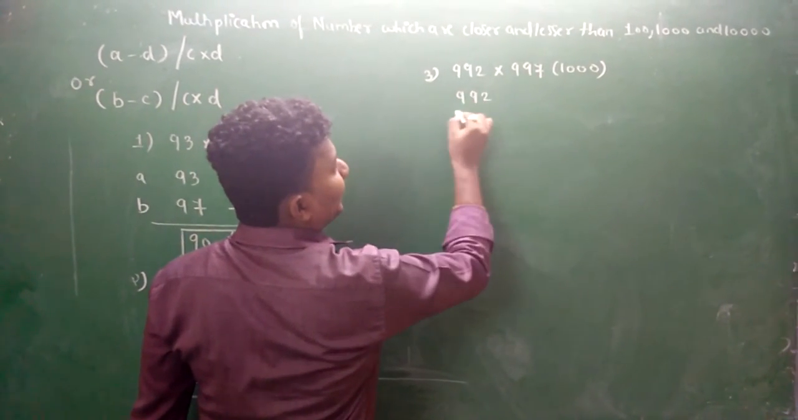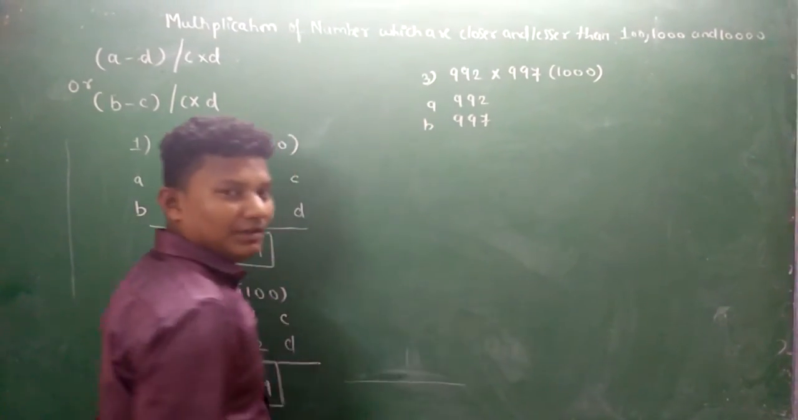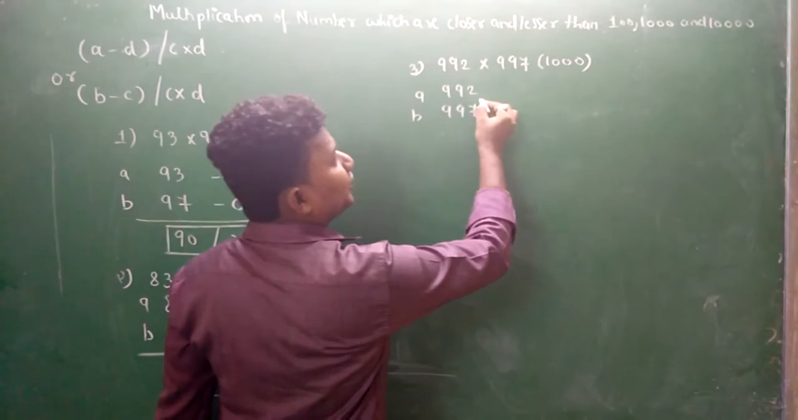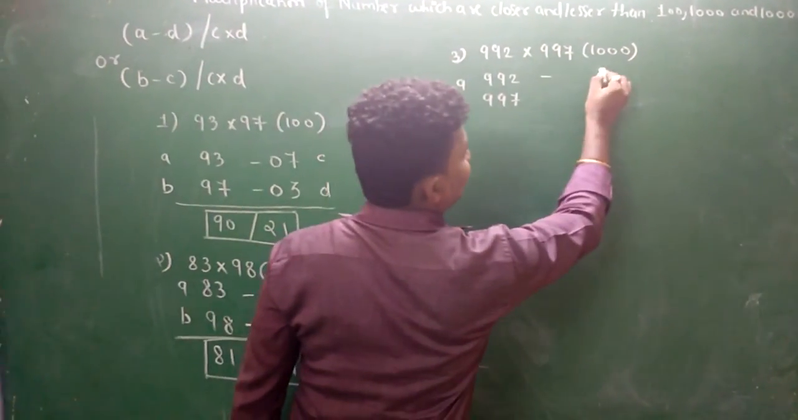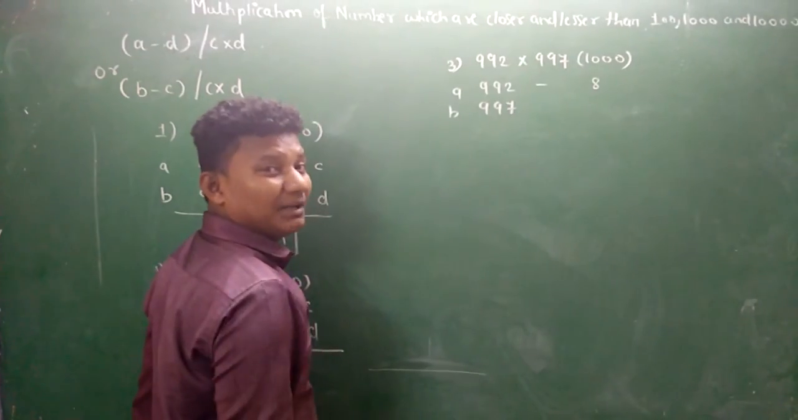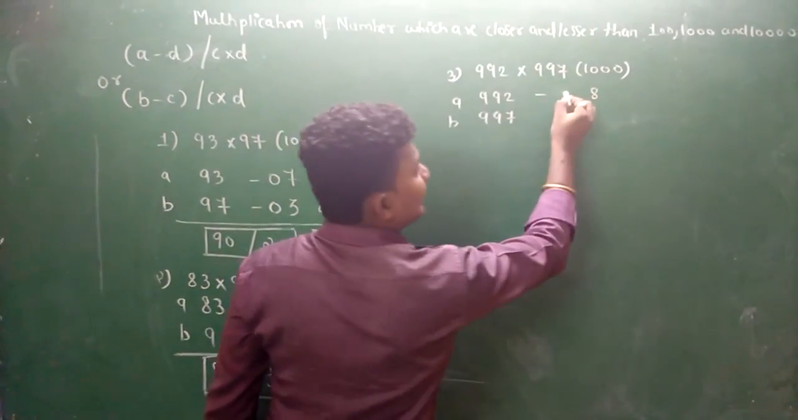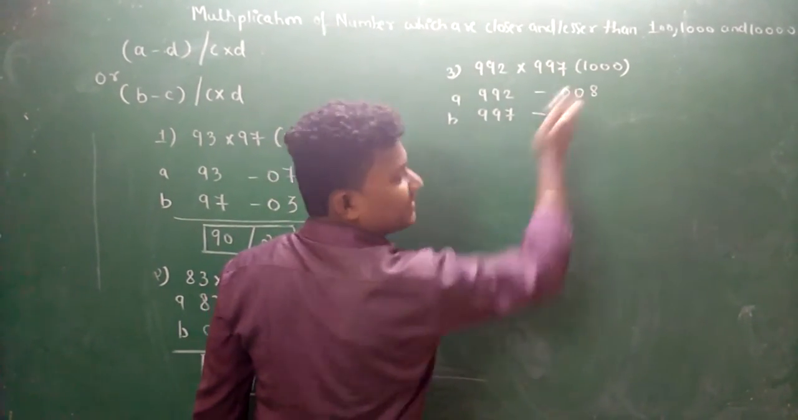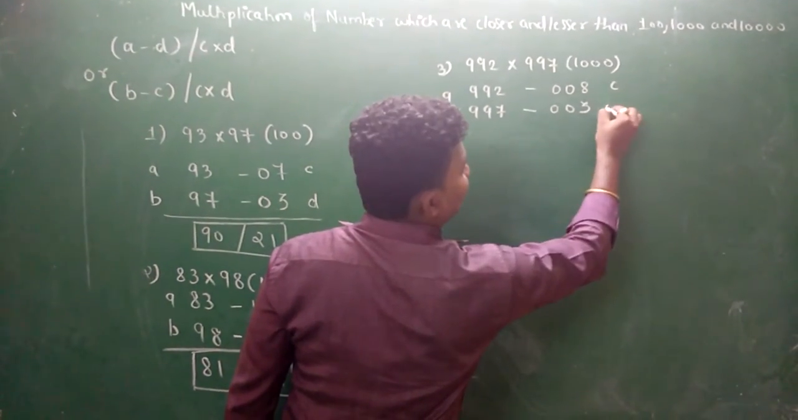So 992 into 997, we got the values of a and b. Find the values of c and d in the same way, same procedure. So can I say 992, how much is less? It is 8 less. But we have to multiply 3-digit numbers, so I will convert this 8 into 3-digit form. So I will write this 8 as 008. And this 997 is 3 less, I will write it as 003. That is c and d.